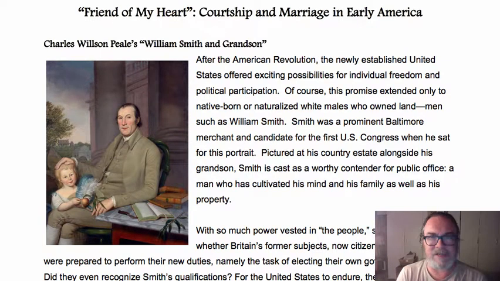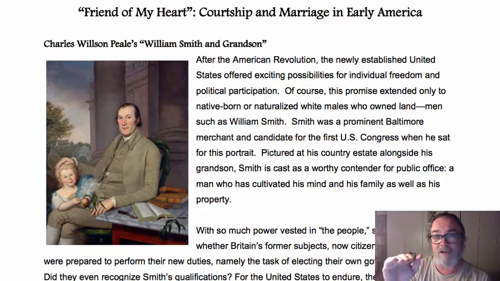So this is an essay called Friend of My Heart, Courtship and Marriage in Early America from the Virginia Museum of Fine Arts. And I'm sharing it with you because I think it really fits perfectly with what we've been discussing in the contrast. What I really like about it is it gives us other primary texts, other artifacts from the period that we can look at together and apply back to the contrast.